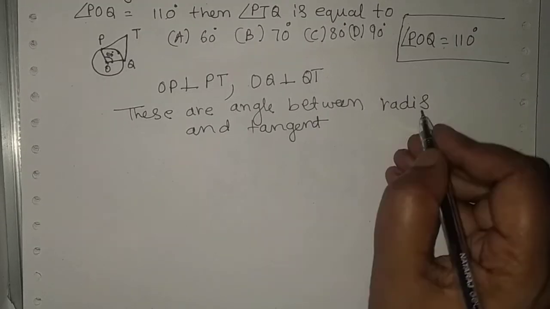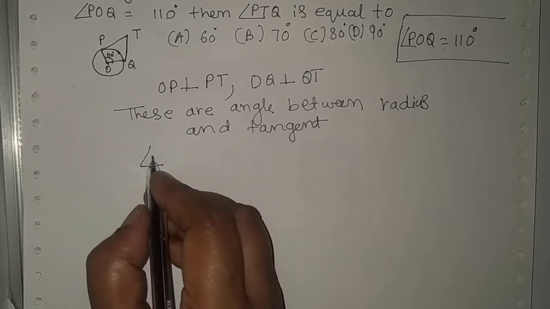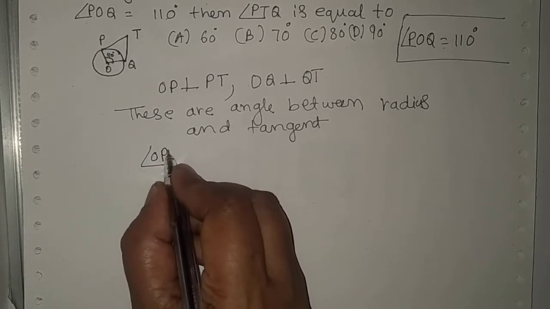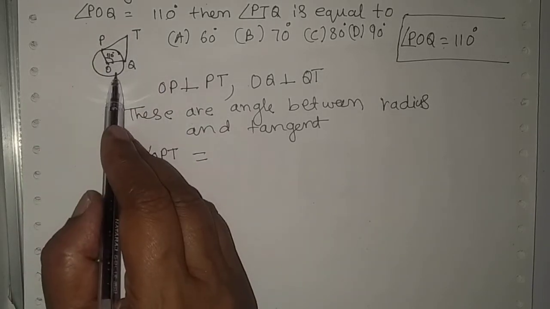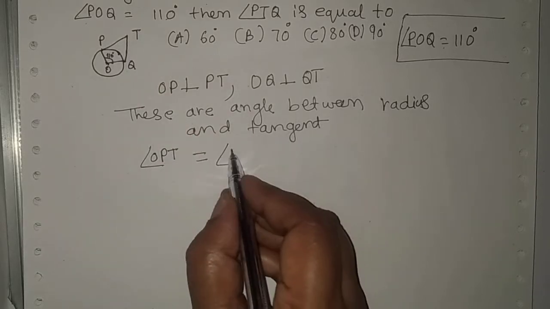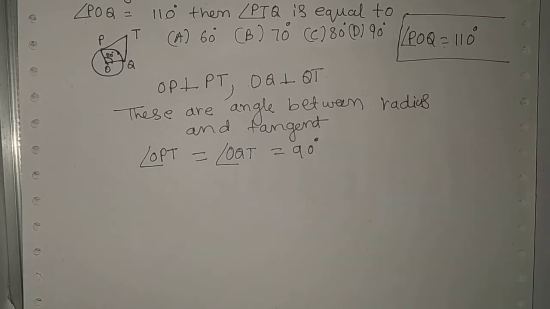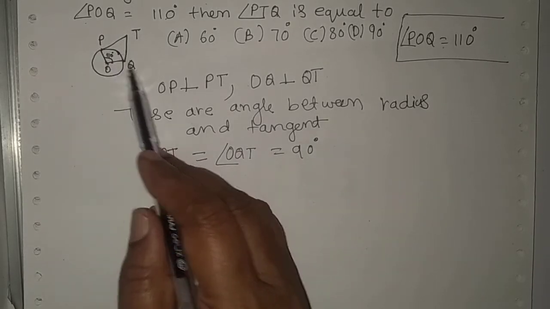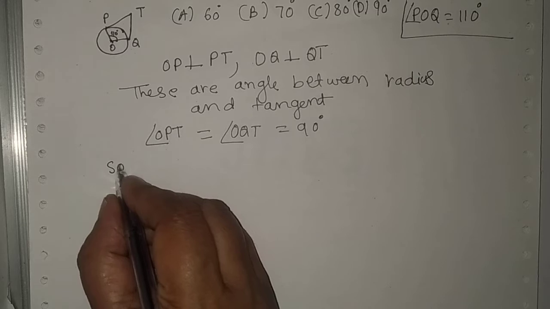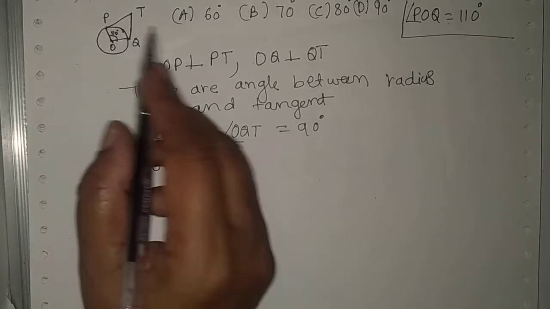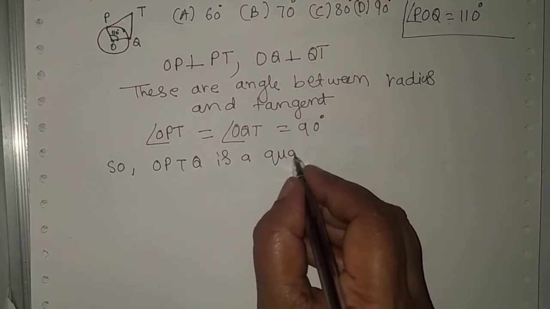So therefore we have angle OPT is equal to angle OQT, which is equal to 90 degrees. We'll complete the diagram, which means we get a quadrilateral. So the next step is OPTQ is a quadrilateral.